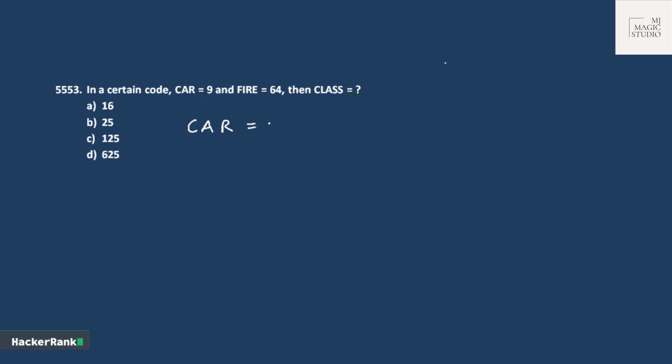CAR is written as 9 and FIRE is written as 64. Number addition it is not. And now this is giving us a clue. It is 3 square. 4... it is 4 cube. Okay. 1, 2, 3, 3 alphabets. It is 3 to the power 2. That means it is number of alphabets to the power n minus 1.